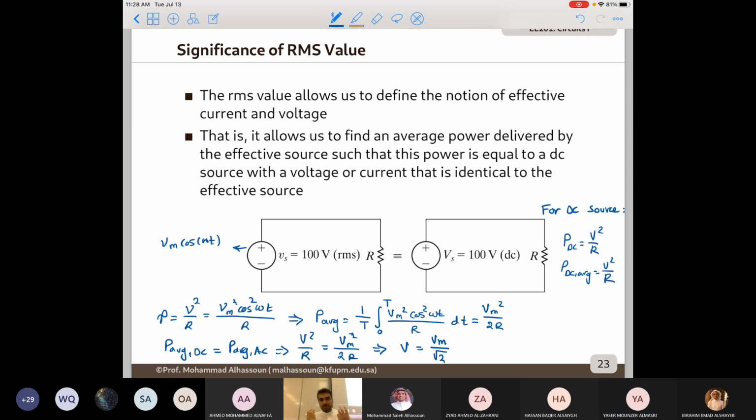So what I wanted to do is find a point of comparison between these two sources. If you have 220 volts in your home, it means that you have 220 RMS value. This is RMS value, which means that this AC source is going to deliver to you, on average, the same amount of power that a 220 volt DC source is going to deliver.